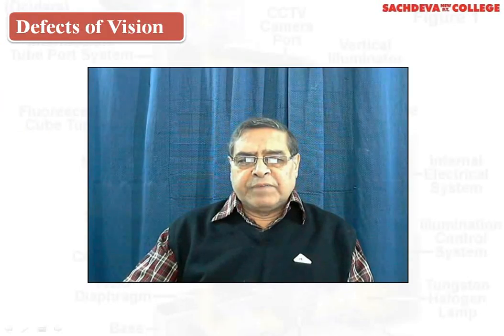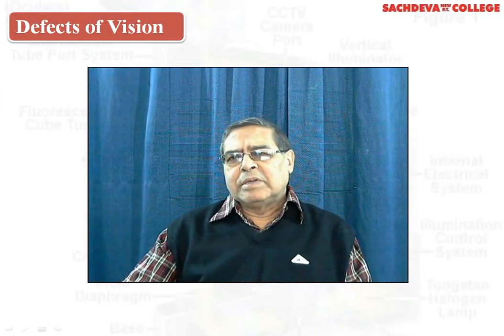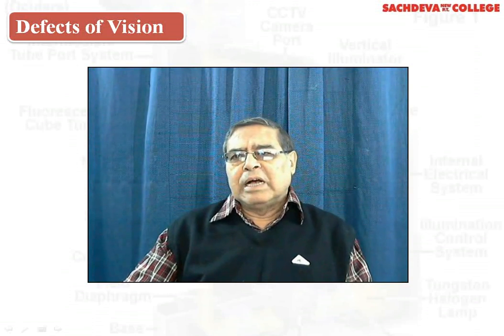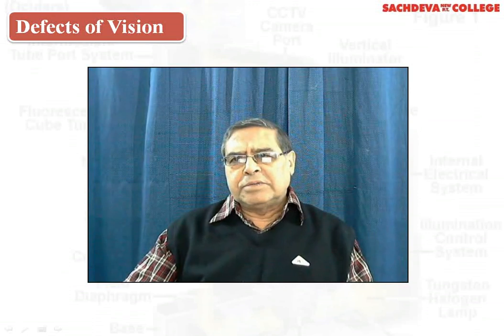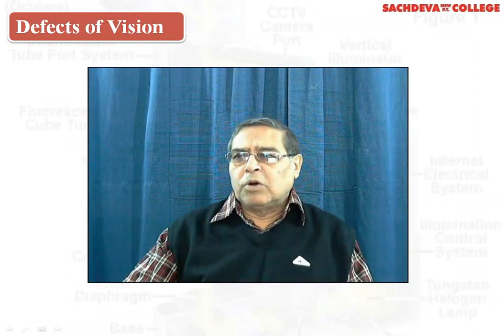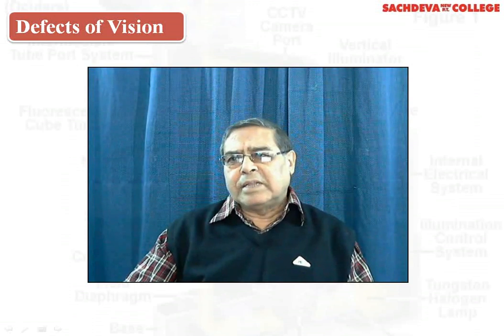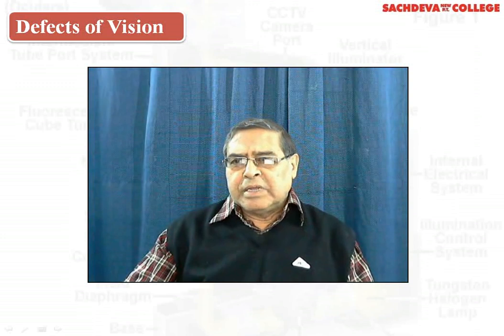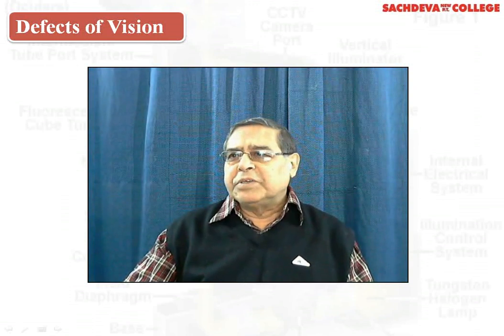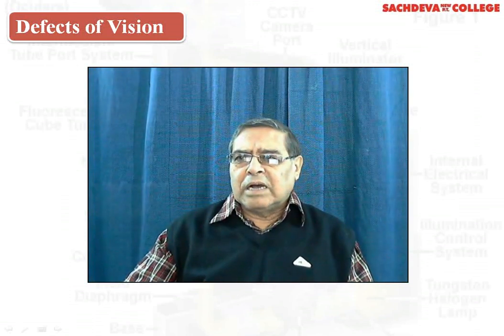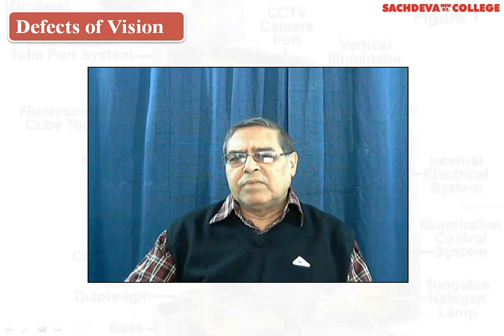Now we come towards the defects of vision. The basic defects of vision are myopia and hypermetropia. Myopia means short-sightedness. Hypermetropia means long-sightedness. And then come presbyopia and astigmatism. In many cases, we use the convex lens. Otherwise, we can use a concave lens.